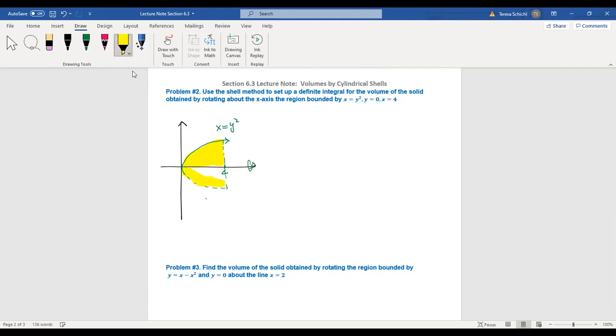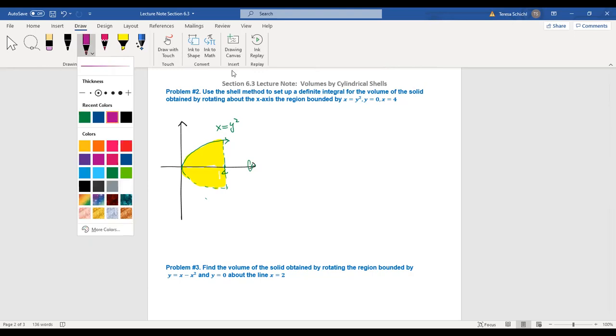But in here, the problem says, hey, let's try to practice the shell method, right? So when we practice the shell method here, I'm rotating along the x-axis. So what I need to do, see here? Here is what we do.